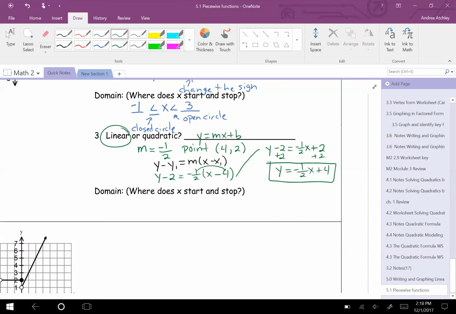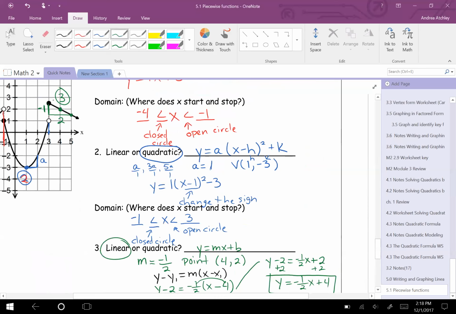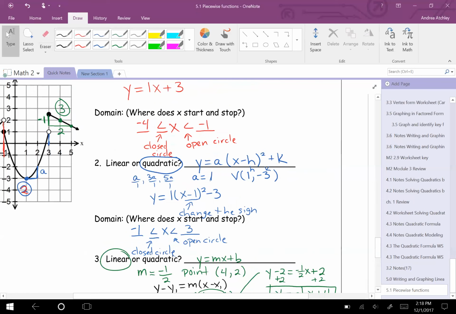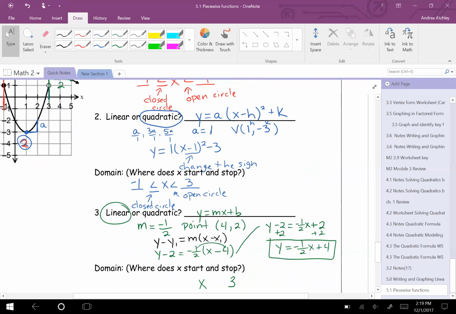Now we need our domain. We look at the graph. If you notice, this graph is going to go on forever. So I don't have a stop point. I do have a start point though. So x begins here at this dot, which is at 3 for the x. And since it goes to the right of 3, that goes on forever. And that's bigger. So it's greater than 3.